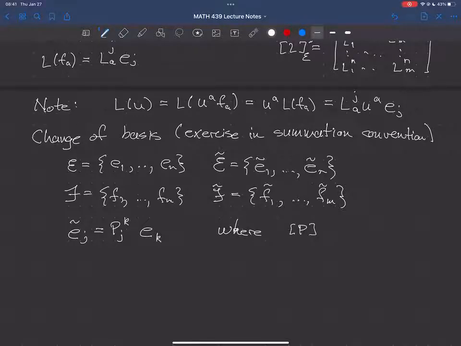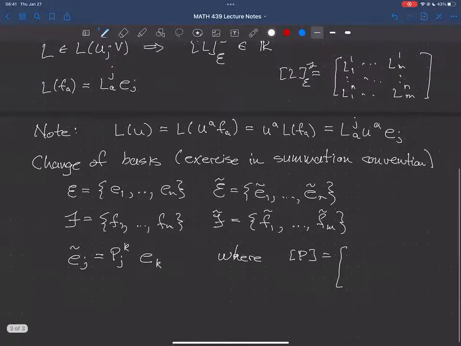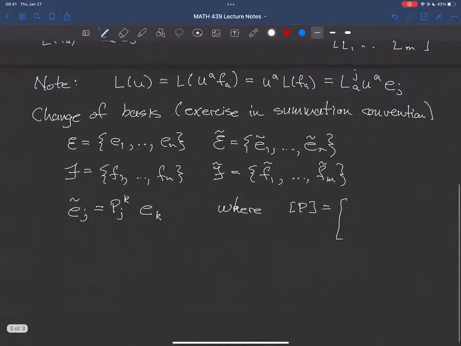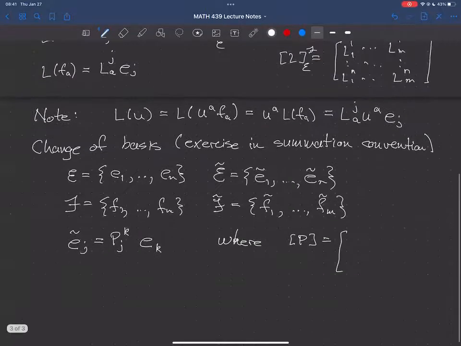And I can assemble these in a matrix rather like I did up here. So it's going to be p1,1 up to p1n, down to pn1 up to pnn. So p is square in this case.